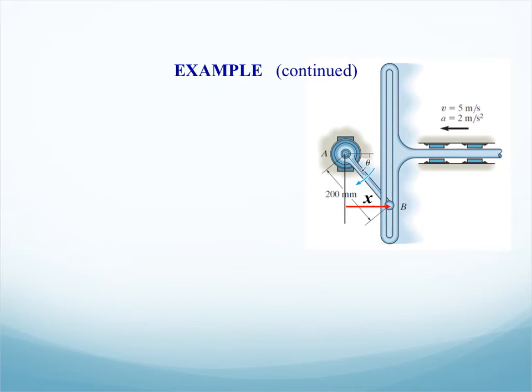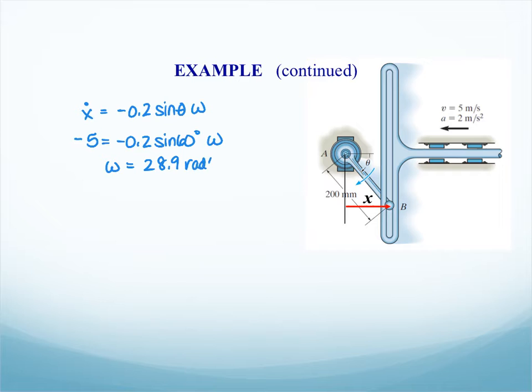So we found that x dot could be written as minus 0.2 times the sine of theta times omega. So if we let this equal minus 5, minus 5 equals minus 0.2 times sine of 60 degrees times omega, we get an omega of 28.9 radians per second. So we got that.